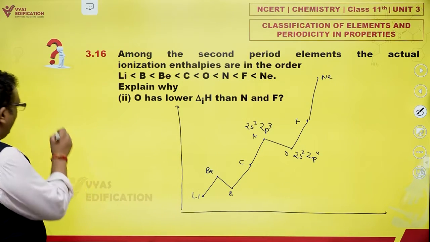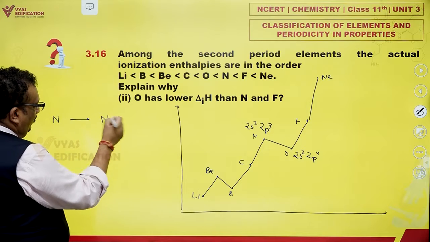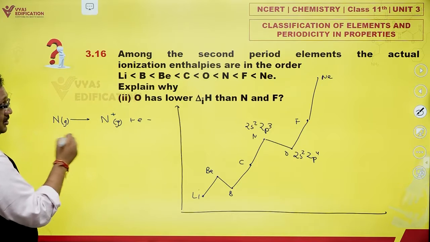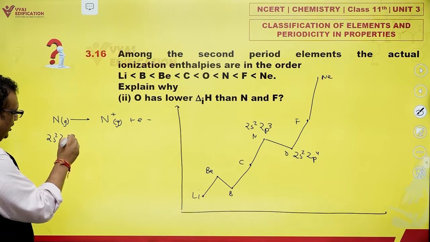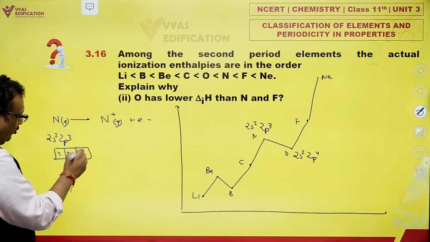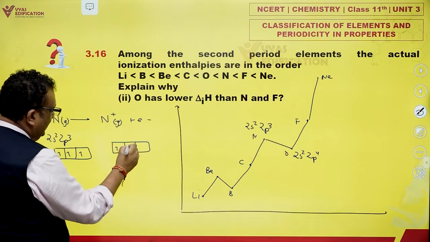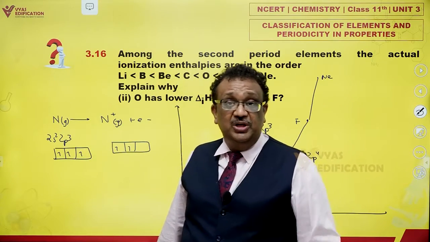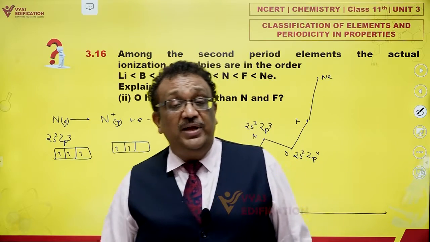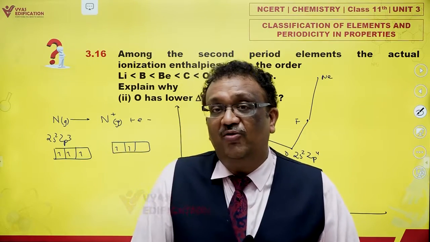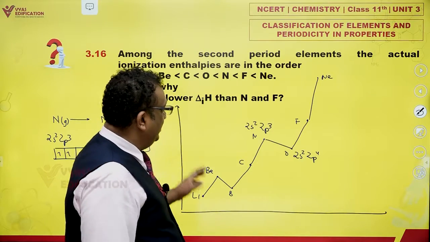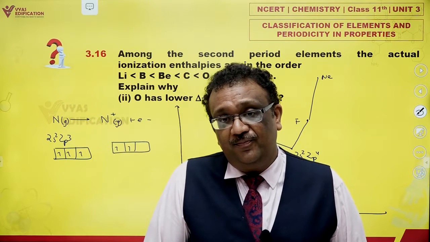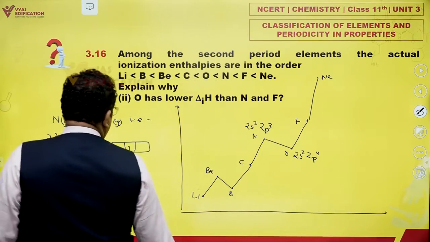Now, as nitrogen undergoes ionization, 2s2, 2p3, you are removing an electron from 2p orbital. Half-filled p orbitals have extra stability, and ionization of nitrogen means you are destroying the extra stability of half-filled p orbitals, and that is why they need an energy which is slightly more than the regular energy they would be expected to need.